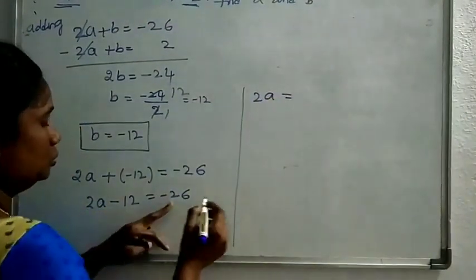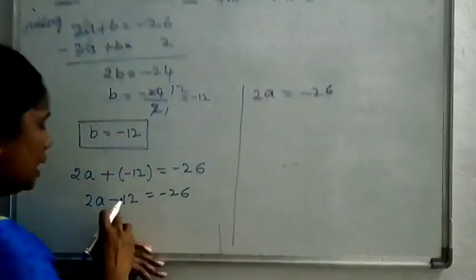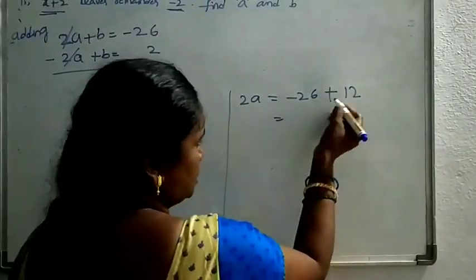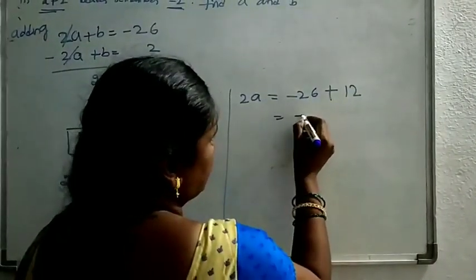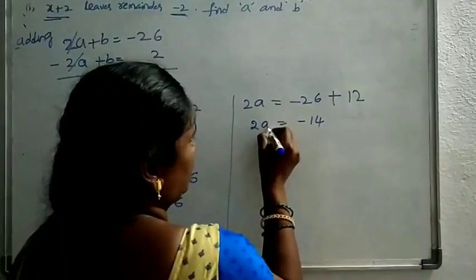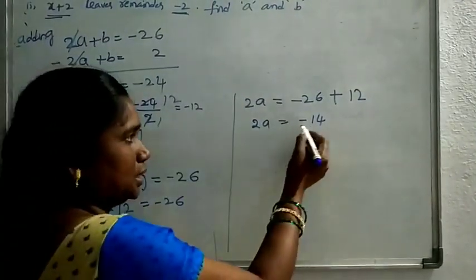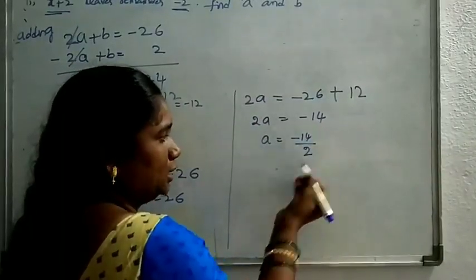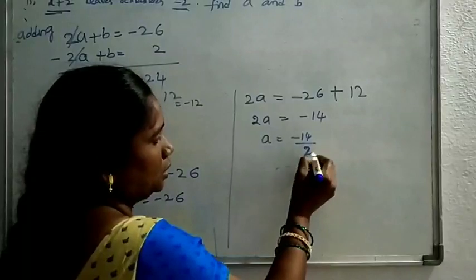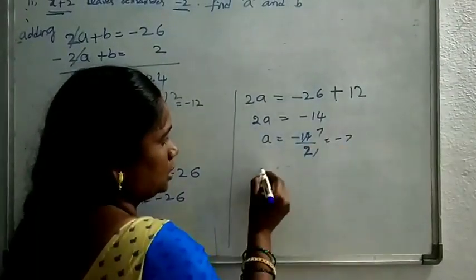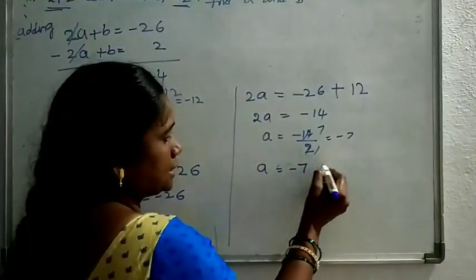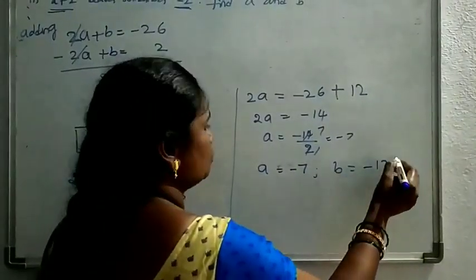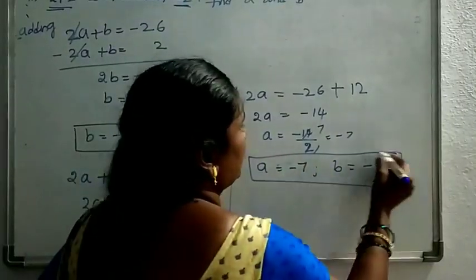So 2a is equal to minus 26 and minus 12. Transferring that side, it will become plus 12. Minus 26 plus 12, it is how much children? It is minus 14. So 2a is equal to minus 14. A is equal to minus 14 by 2, since 2 is multiplying here. 2 1s are 2, 2 7s are 14. That means a is equal to minus 7 and b is equal to how much children? Minus 12. Okay.